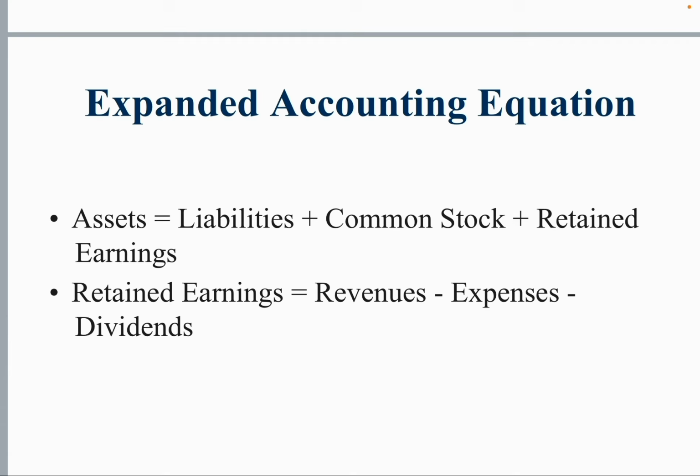Expanded accounting equation. Let's expand the equation to include the effects of business operations. Assets equal liabilities plus common stock plus retained earnings. And the retained earnings follow this formula. Retained earnings equal revenues minus expenses minus dividends. This explains why revenue increases equity, expenses decrease equity, and dividends decrease equity.